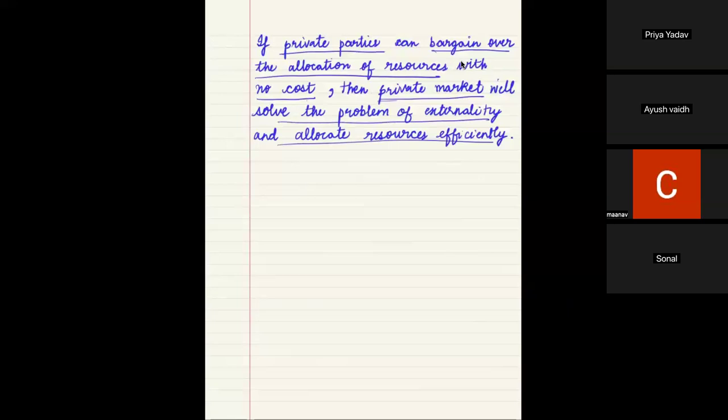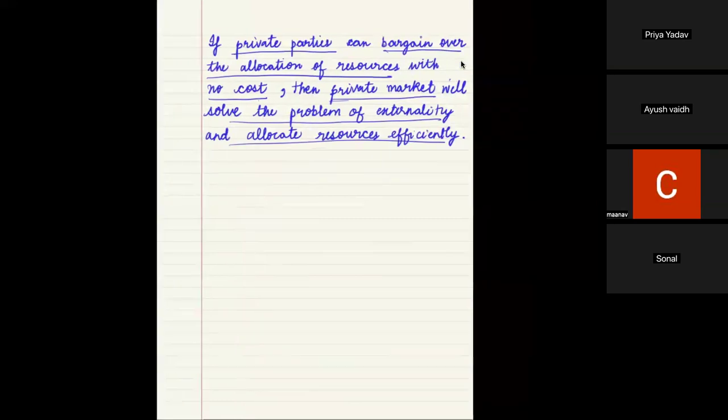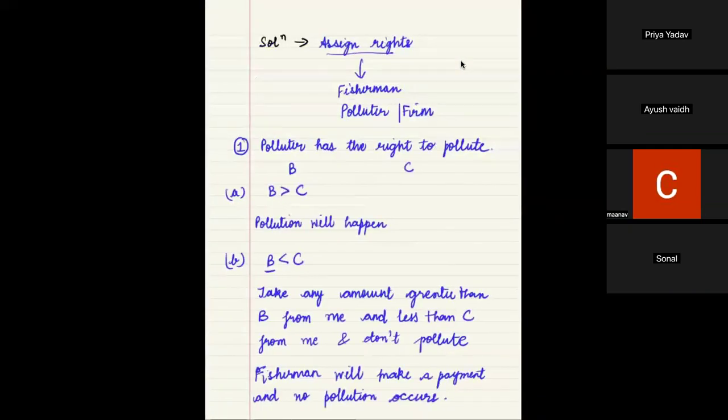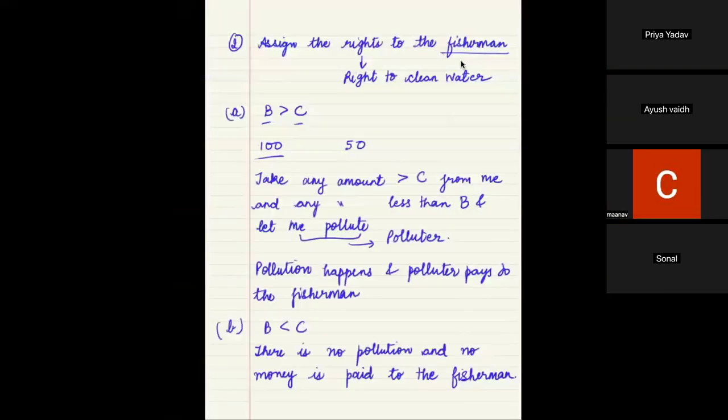Means the problem of externality would no longer be there. And how much pollution would there be? The one which is optimum for the whole market. This is what the Coase theorem shares. Then we discuss the solution in detail.